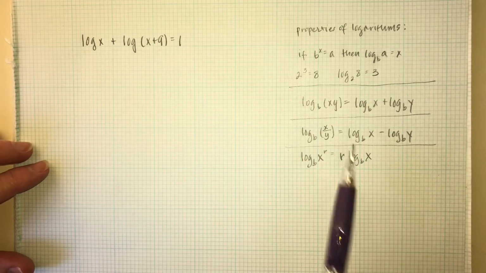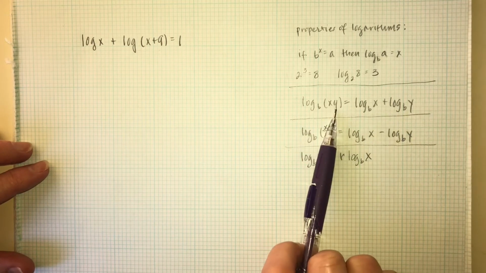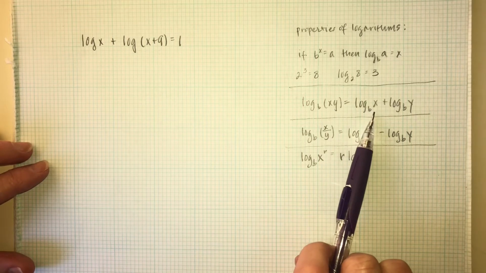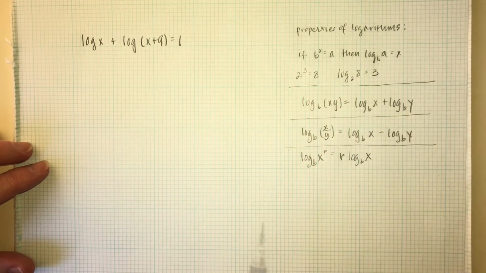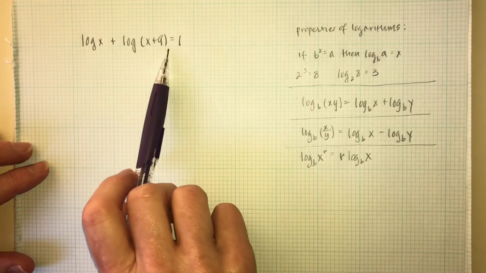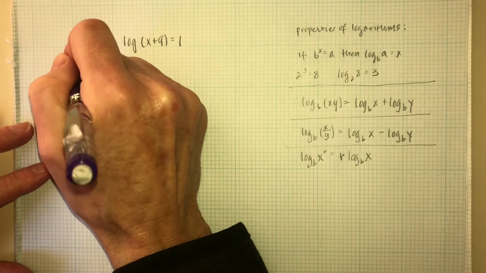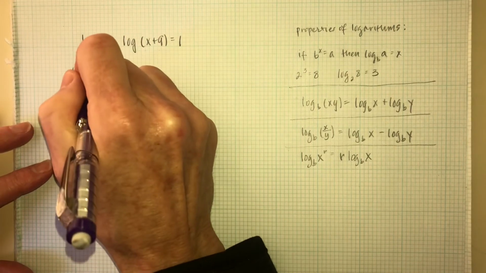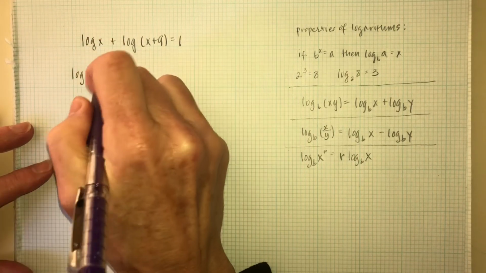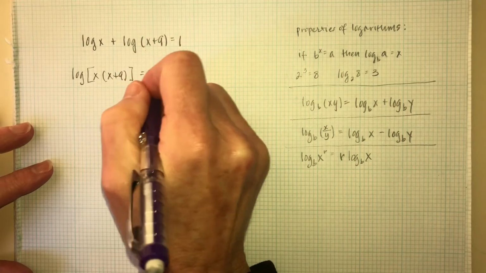The one we're going to use is this one, that the log of a product equals the sum of the logs of each factor. So here we have these two expressions. That's a sum of logs. We can rewrite that as a log of the products. So log of x times the quantity x plus 9 equals 1.